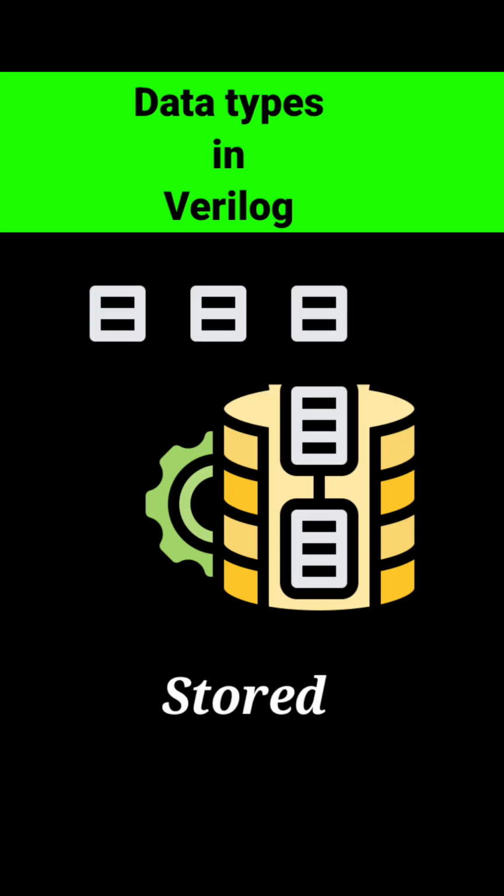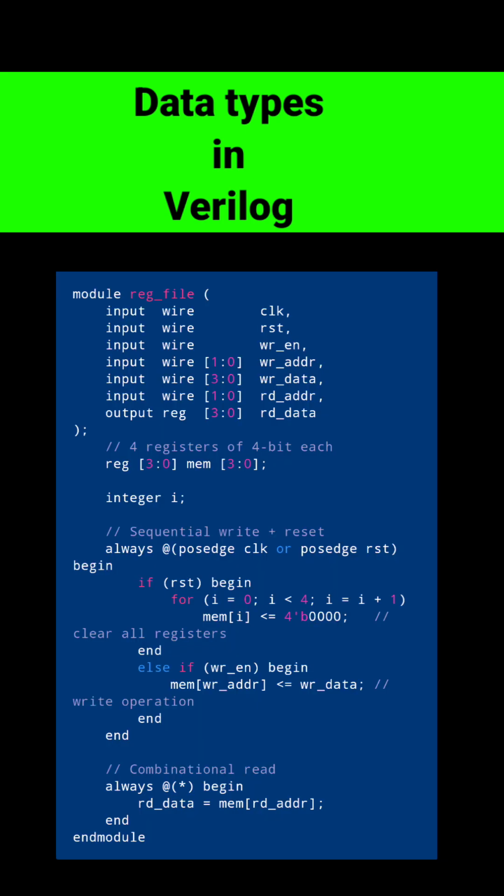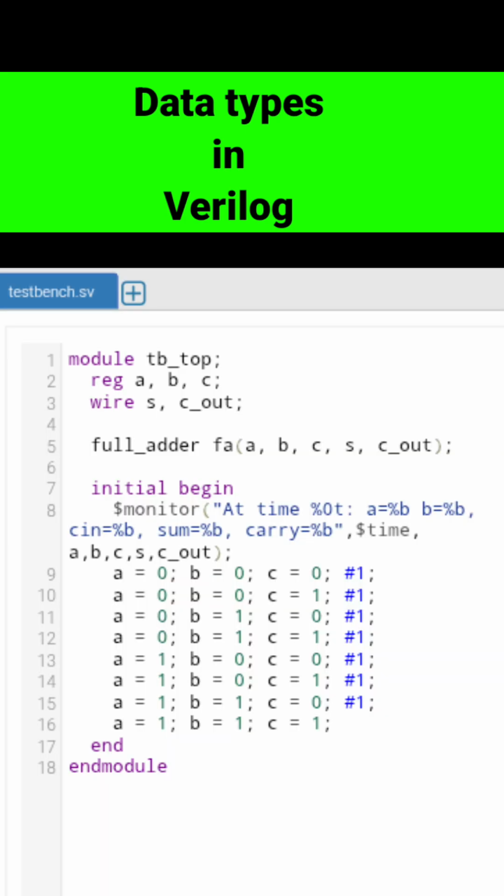In Verilog, data types are very important because they decide how signals are represented, stored, and updated. This is not just theory, it directly affects how you write RTL for design and also how you verify it in a test bench.